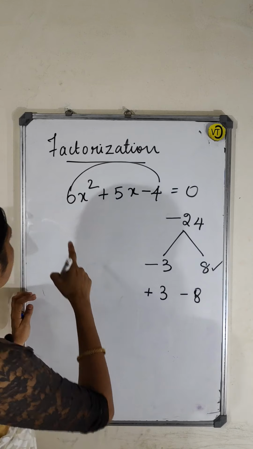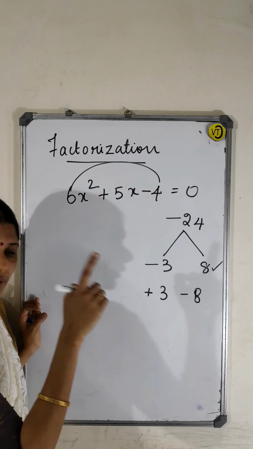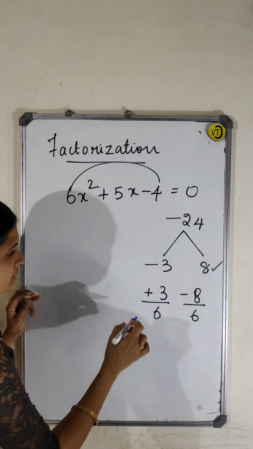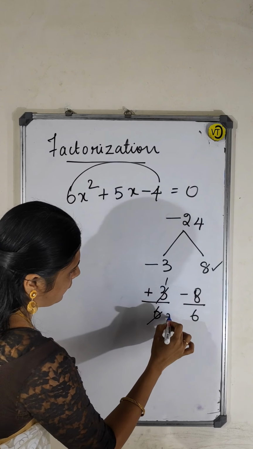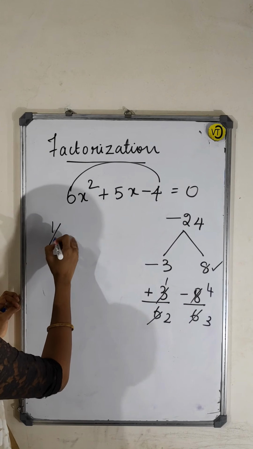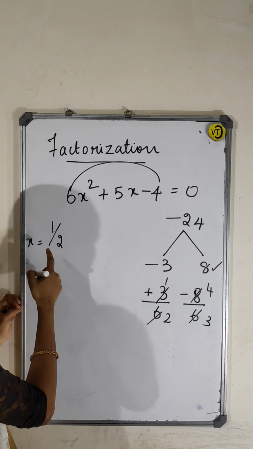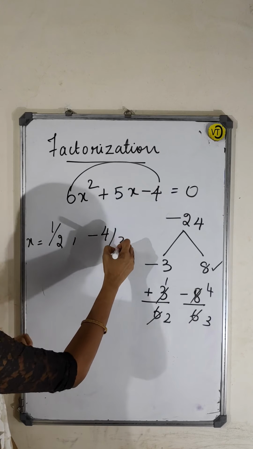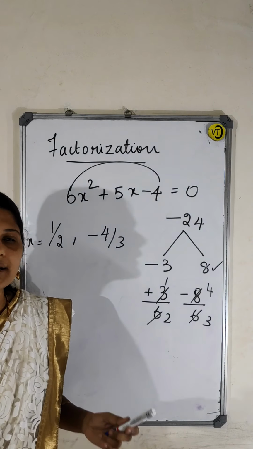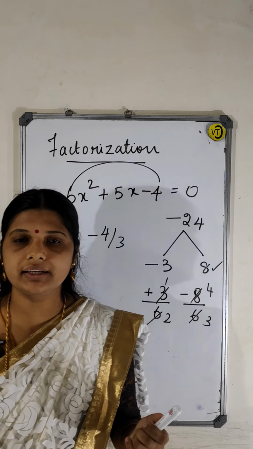That's it. Then after that you have to divide by the coefficient. It's over. That's it. So the answer is x is equal to 1 by 2 comma minus 4 by 3. Yes, really, right? In less than 10 seconds we got the value of x here, right?